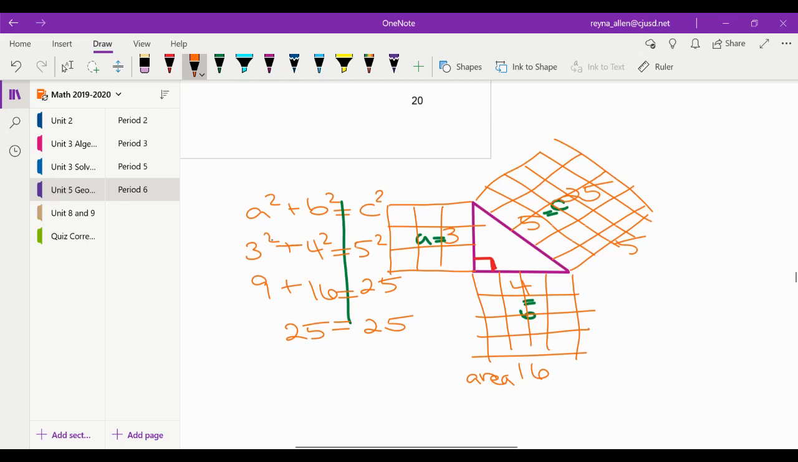Yes, because when I take A squared and B squared and I put them together, it does equal C squared, we can say, in fact, that this triangle is a right triangle. So we say, yes, it's a right triangle. Because the Pythagorean theorem will always work. It will always tell you yes or no if it's a right triangle. So let's take a look at some of the other ones.